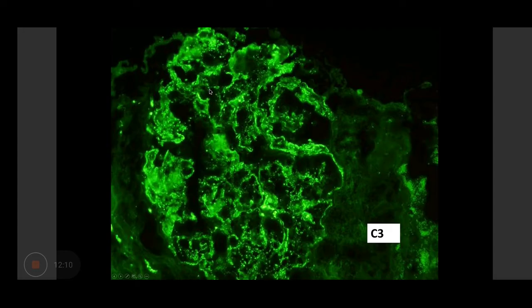The immunofluorescence will confirm the findings. You have granular deposits of C3 along the peripheral capillary walls and some in the mesangium. In addition to it, you will have immunoglobulins also, such as IgG, IgA, and sometimes IgM as well. C1q will always be negative.